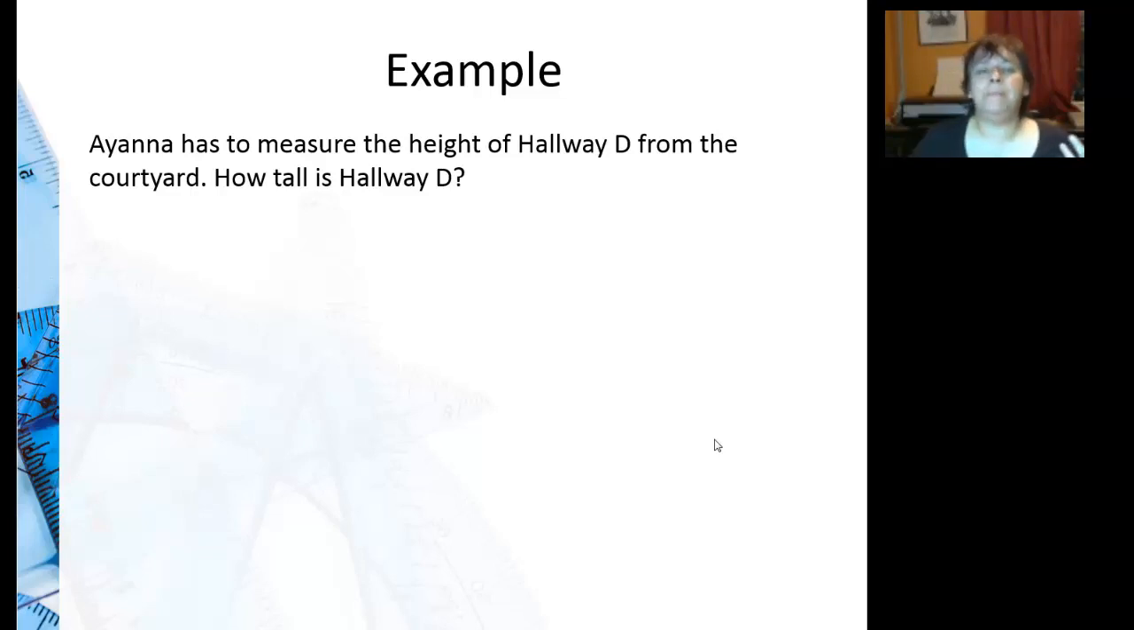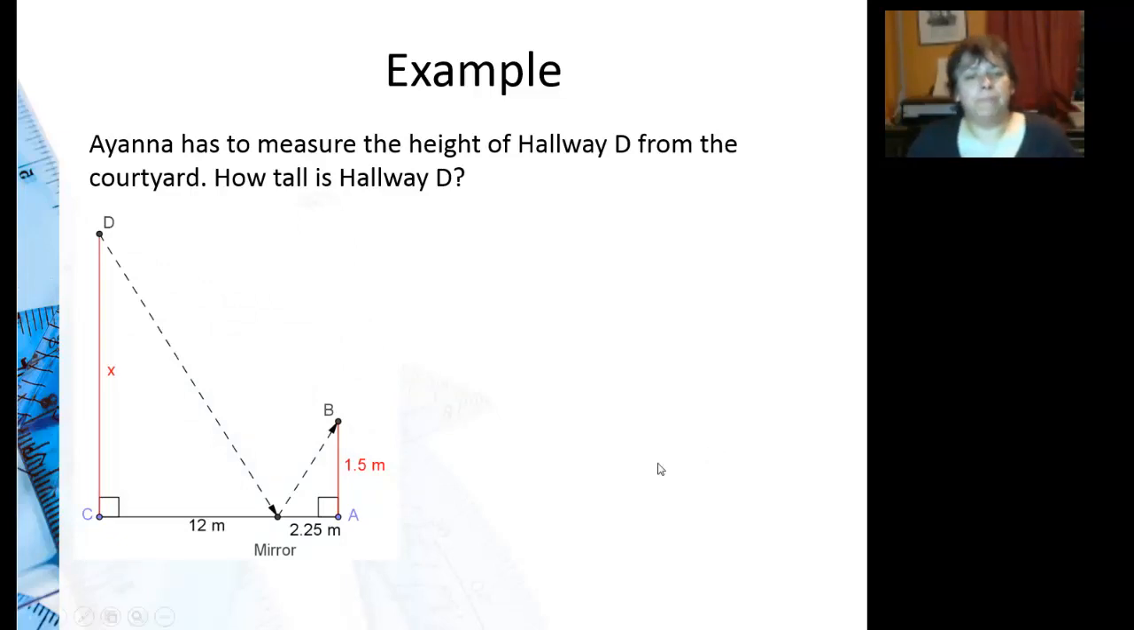I'm going to redraw it as a picture, and so I took the words out, and I'm putting all the words into a picture. So you can see that the mirror is 12 meters from the wall, and she steps back a little bit more, 2.25 meters, and her eyeball height is 1.5 meters up. And when she's that far away, she can sight the top of the building. So that means we have similar triangles. X is to 1.5 as 12 is to 2.5. Or you can even say X is to 12 as 1.5 is to 2.5.